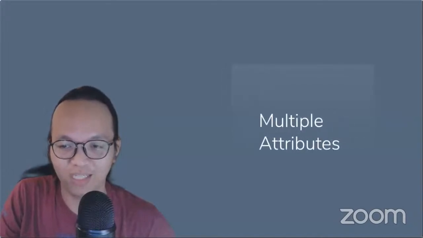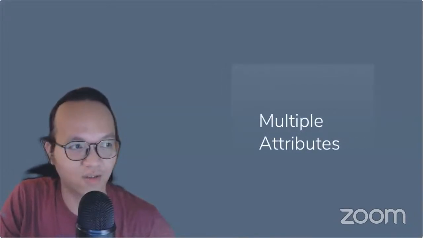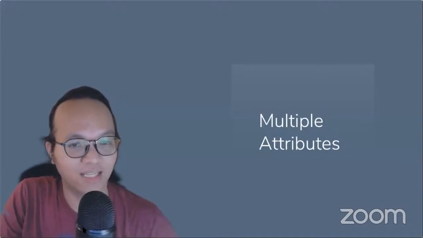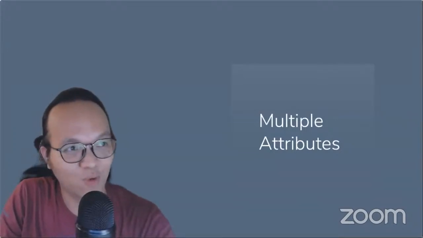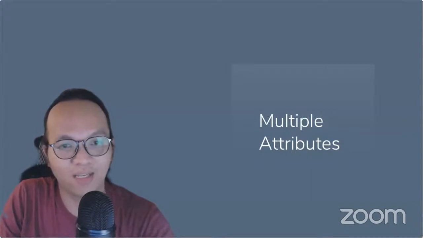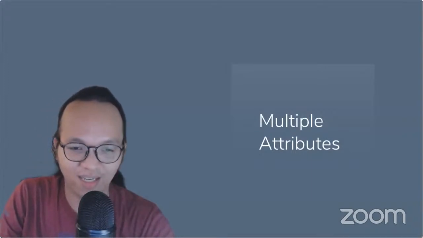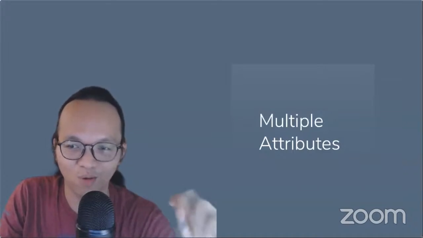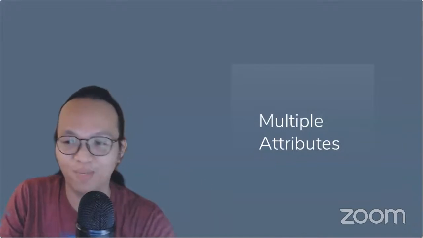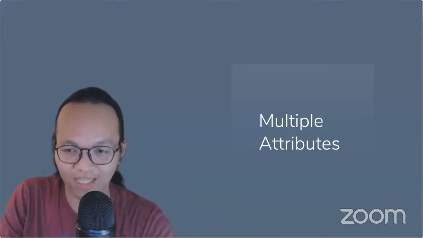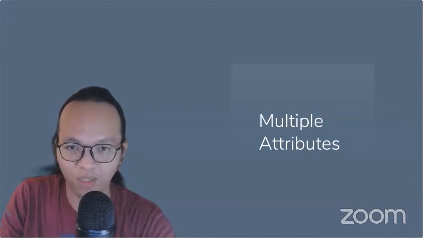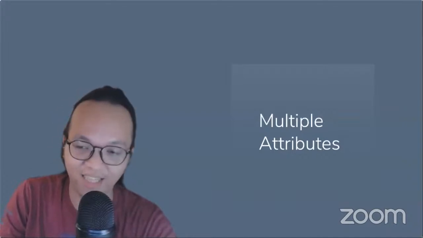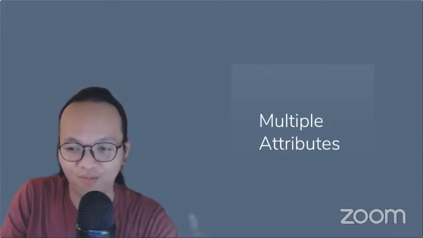Tapos yung isang maganda din sa vector data is we can add, nakita nyo kanina, di ba? Pwede ka magkaroon ng multiple attributes, like yung point na to, hindi lang siya XY, pwede mo siyang lagyan ng name, yung temperature value, siguro kung anong time mo kinuha yung measurement, stuff like that, other metadata. So yung isang point, or isang line, you can put so much information on it.